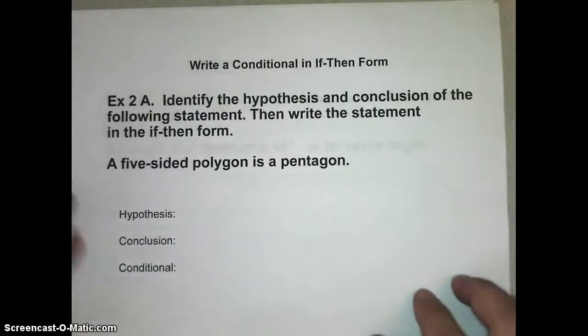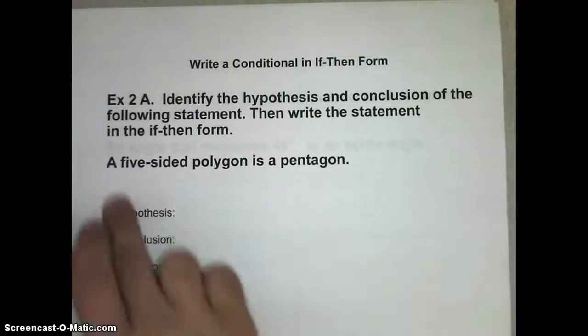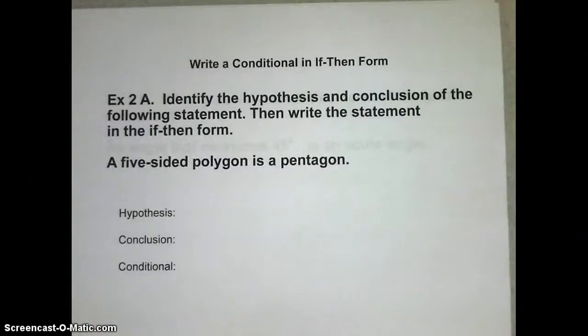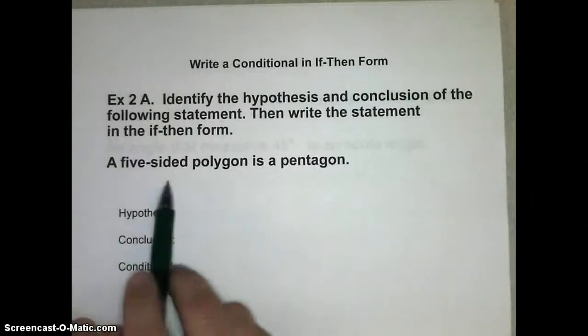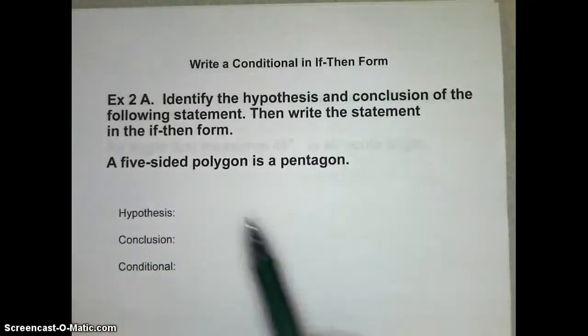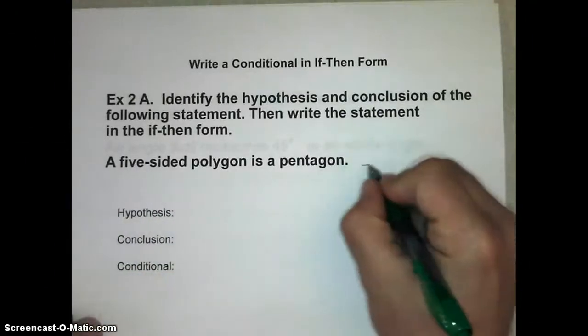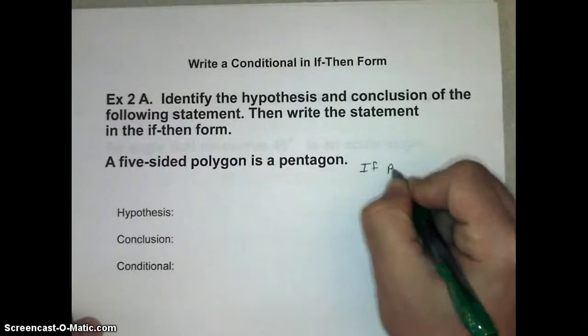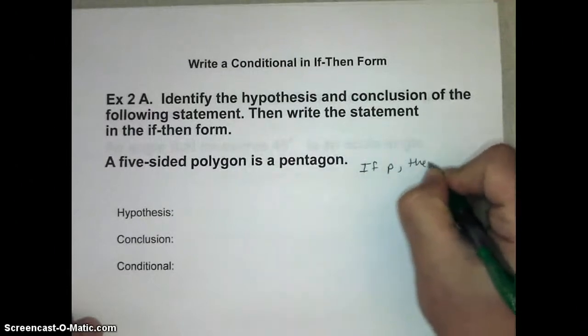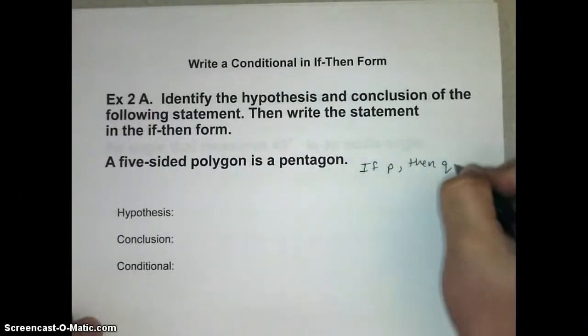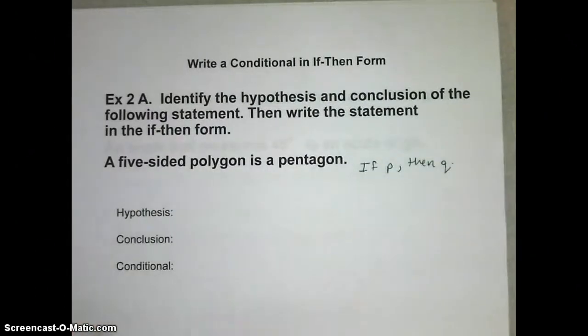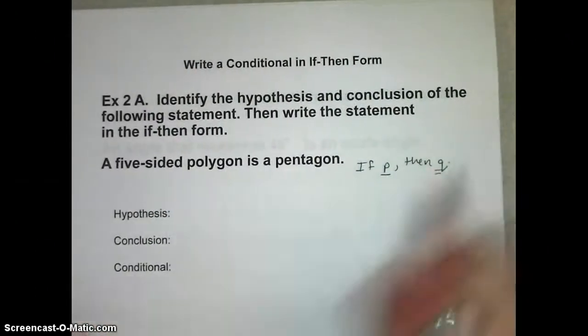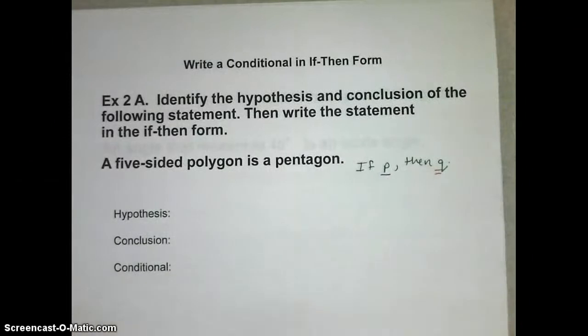Now, to move on to example 2a, we are going to be given certain statements that are conditional, but they're not written in if-then form, and so we need to be able to write them in if-then form. So here's what we have. A 5-sided polygon is a pentagon. We need to be able to write that in the form if some statement P, then some statement Q, where P is your hypothesis and Q is your conclusion. And so we need to know what those two parts are.